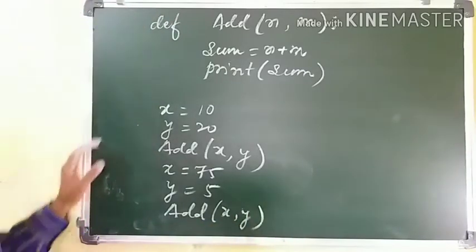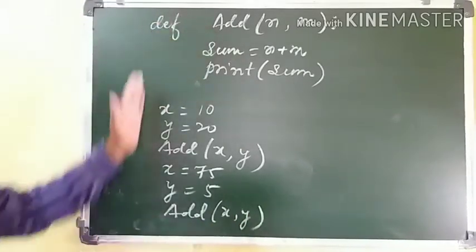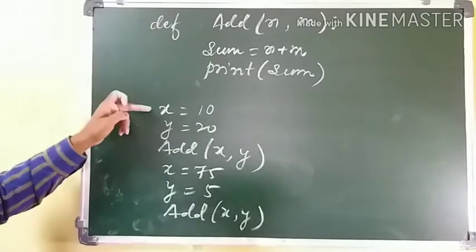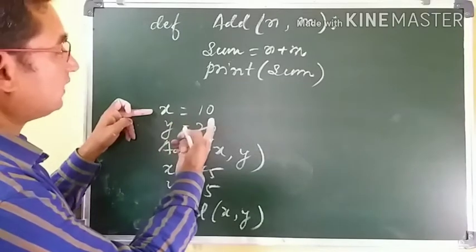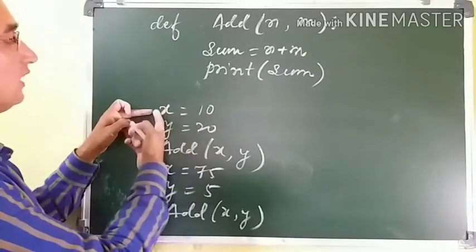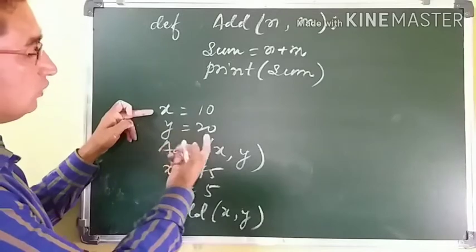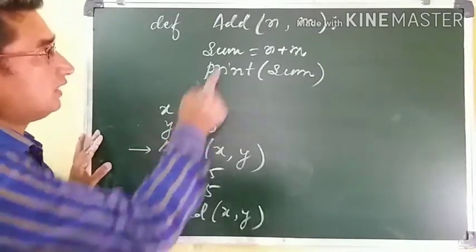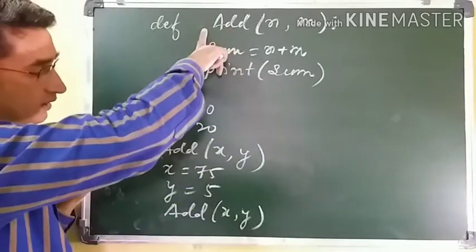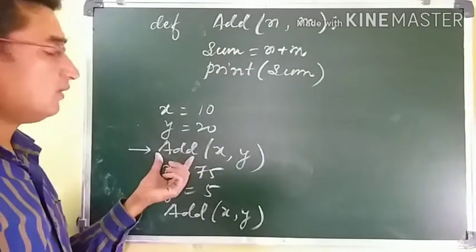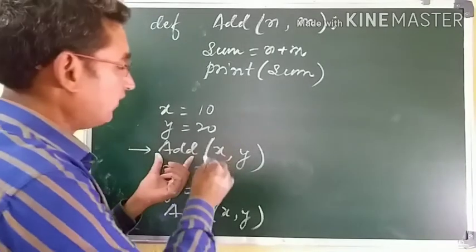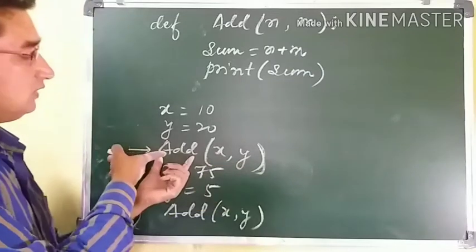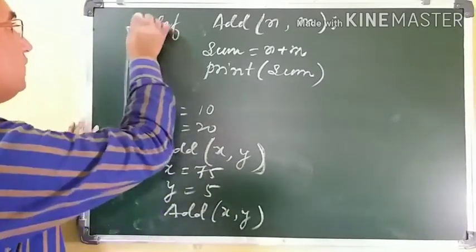You can see here, this is one program. First you have to define this function in this way. Then in this variable x you are providing 10, and in this variable y you are providing 20. Now you are calling this function. This is the add function, and its definition is written here. When this statement is executed, the value of x is 10 and y is 20, along with this function call.